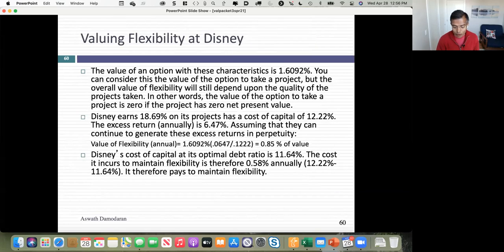In fact, if I go back to the previous page and assume that Disney earns its cost of capital, you know what's going to happen to the value of flexibility? The 0.64% becomes 0%, and the value of my flexibility as an option goes to zero. And that shouldn't be surprising.